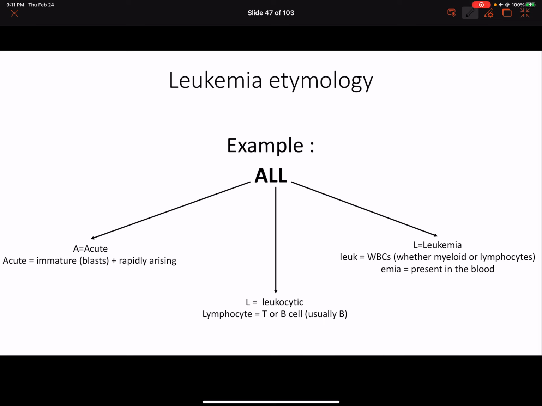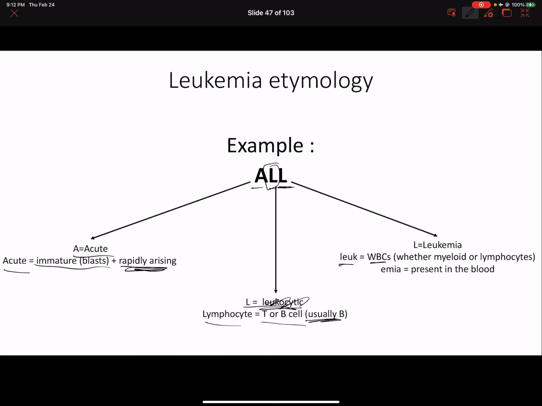So looking at leukemia etymologies, hopefully it's still on. All right, so looking at leukemias, ALL. So A, acute. Acute really just means that these are immature, so they're going to be called blasts. Acute leukemias arise really rapidly. The second L is for, not leukocytic, actually, it's for lymphocytic. Lymphocytic, so this could be a T or a B cell. Again, we said that usually it's a B for both leukemias and lymphomas. And then lastly, leukemia. So all of these four leukemias are going to have the last L represent leukemia.